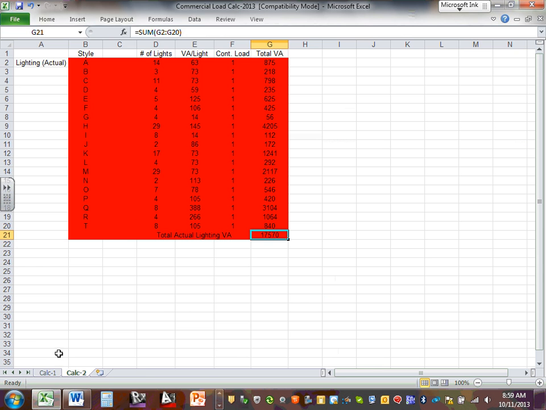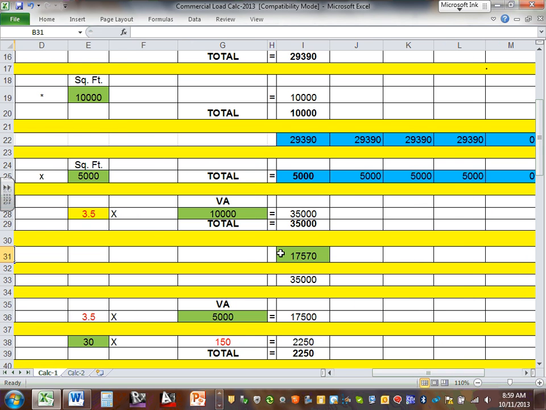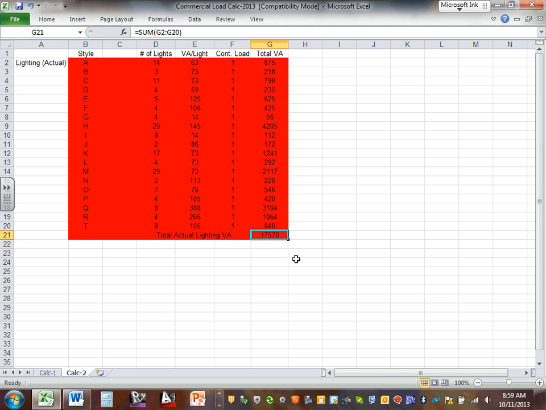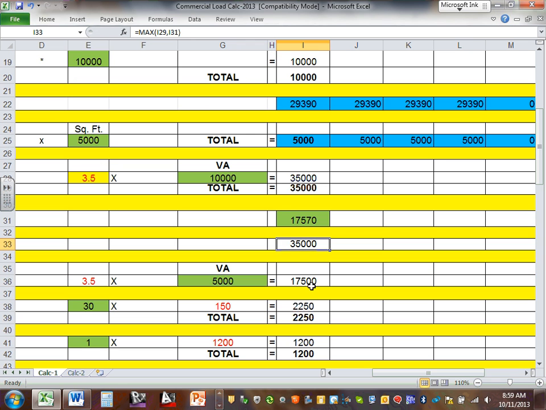So that's what we're going to do. Let's go back here. So the actual load, here's my actual load. Can you see that? Everybody knows where this came from. This is coming from this number here. Here's my actual load. You compare that, then you choose the largest. You pick the largest of actual or design, and you've got yourself 35,000 volt amp, because it's the largest for the lights.